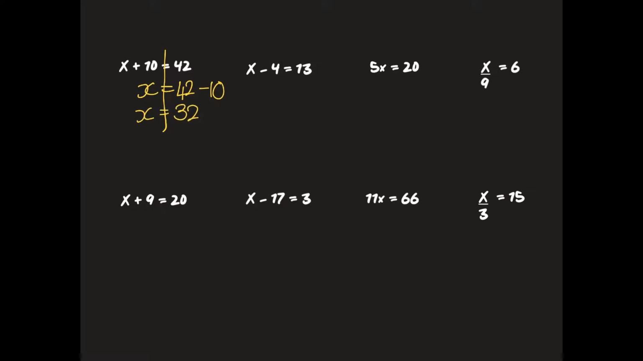So let's double check that we've got that right. So put the 32 back in. 32 plus 10 equals 42. That is correct. So x does equal 32.